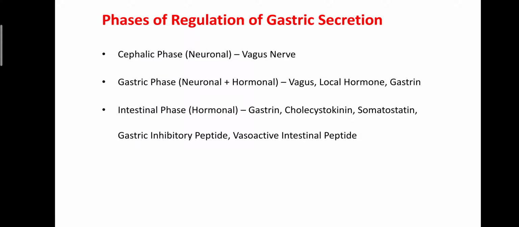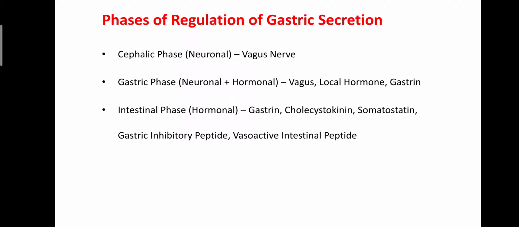The regulation of gastric secretion is mainly divided into three phases. Cephalic phase, that is regulated by the vagus nerve. Gastric phase, regulated by the vagus nerve, local hormones, as well as gastrin. Then the intestinal phase, that is regulated by nerves as well as gastrin, cholecystokinin, somatostatin, gastric inhibitory peptide, vasoactive intestinal peptide. It means gastric secretion can be regulated by both nerves as well as hormones.